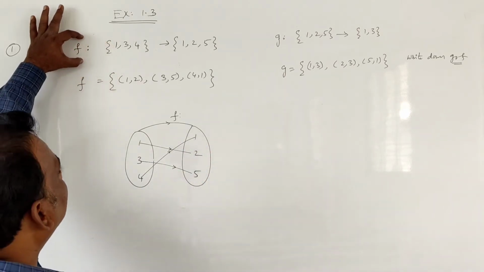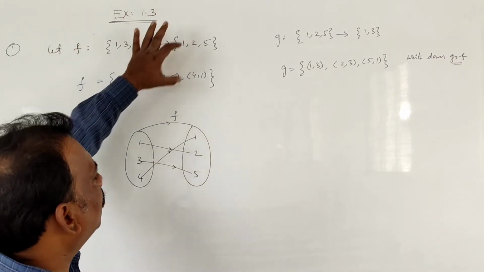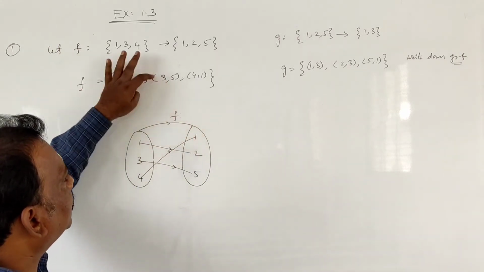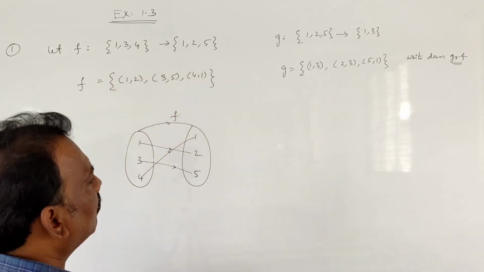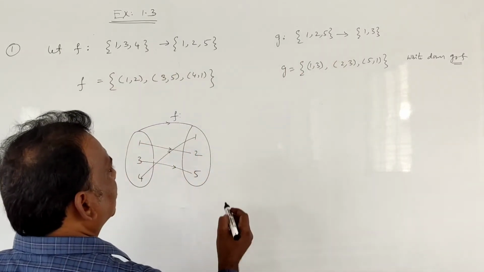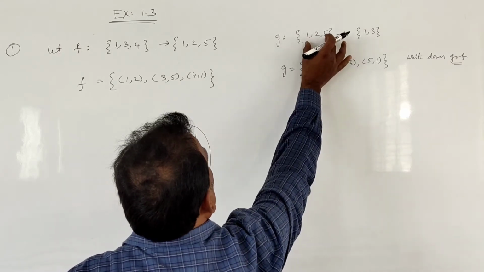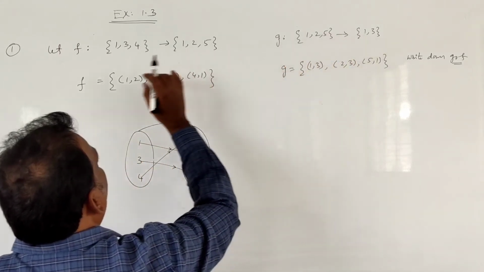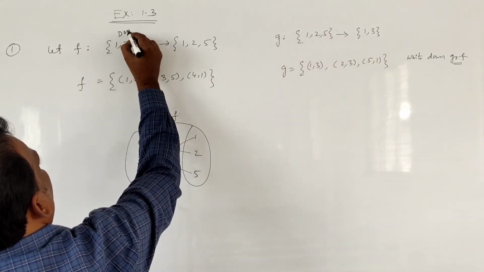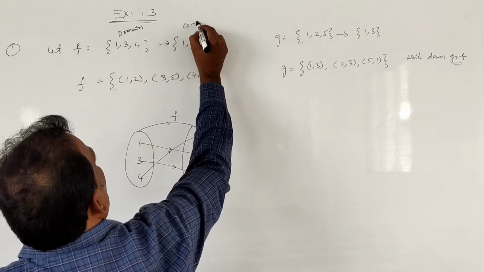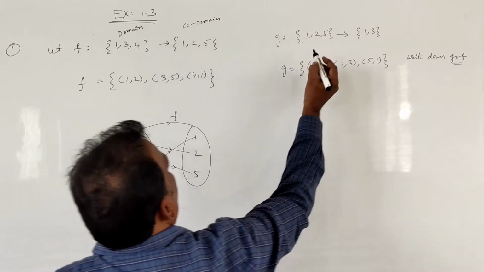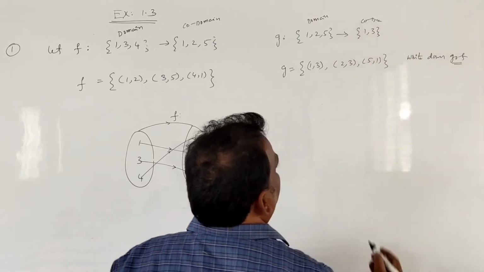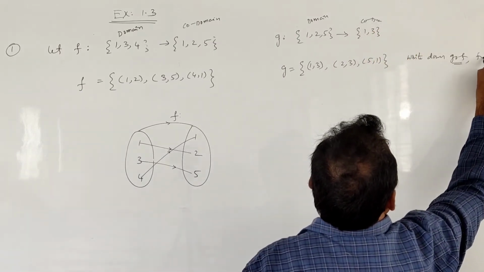See students, f is a function mapping from the domain to the codomain. The function maps 1 to 2, 3 to 5, 4 to 1. Now there is one more function given, which is G. Its domain and codomain are also given. The domain is {1, 2, 5}. So here, this is the domain of f, this is the codomain of f, this is the domain of G, and this is the codomain of G.